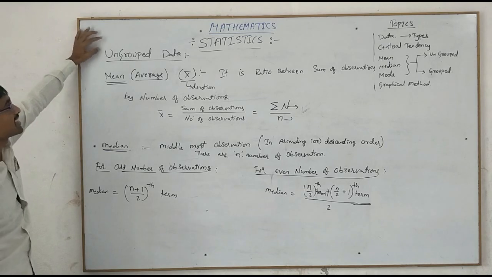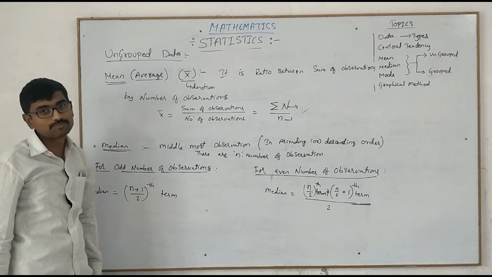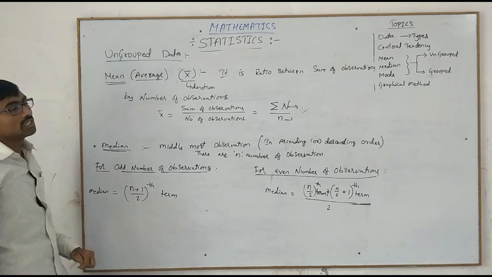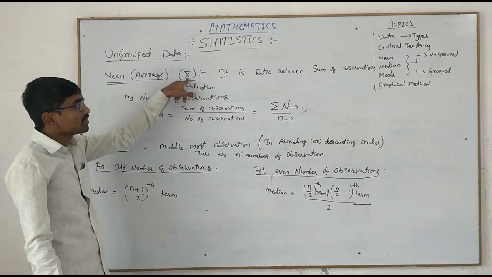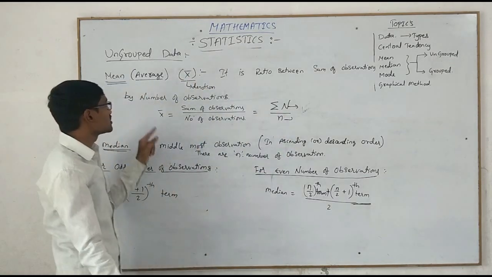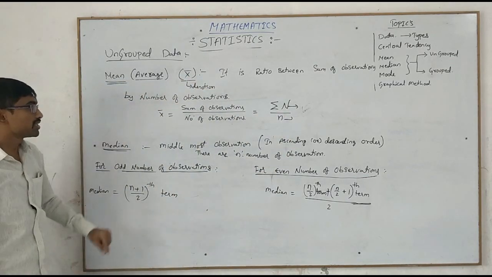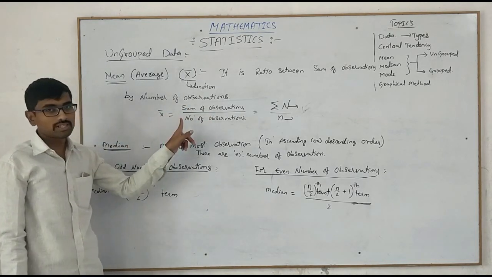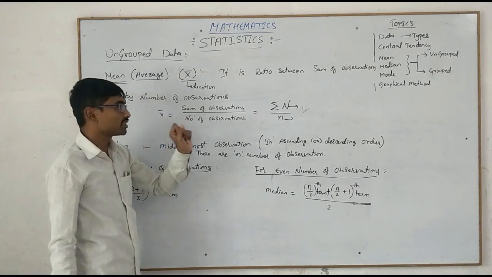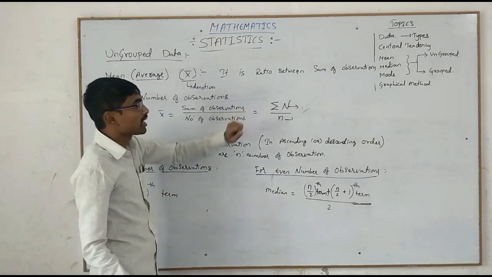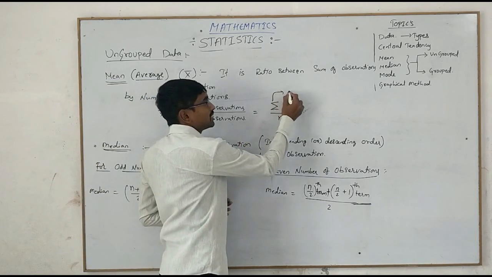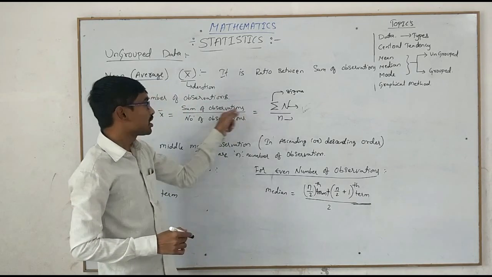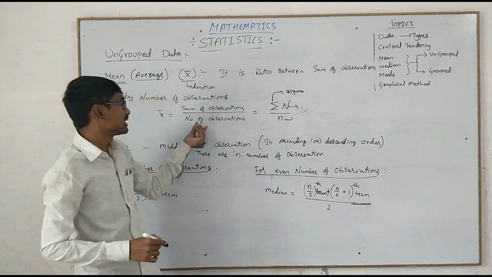Now we are going to find central tendency of ungrouped data. First we are going to find the mean of ungrouped data, that is the average, which is denoted as x bar. It is the ratio between the sum of observations and the number of observations. It is represented as x bar equals sigma x divided by n. This is called sigma, or summation. Capital sigma x is the sum of observations, and small n represents the number of observations.